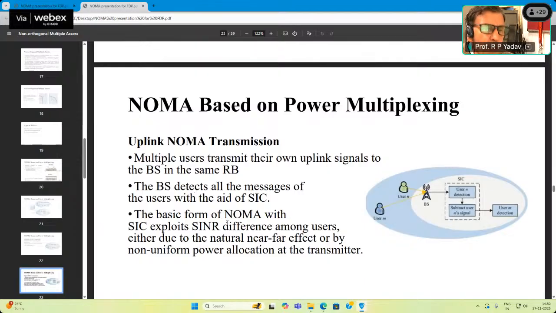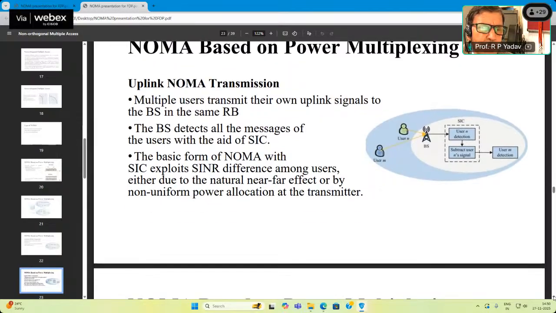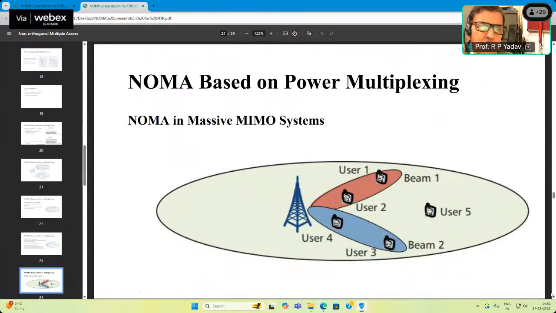The basic form of NOMA with SIC exploits SINR difference among users, either due to the natural near-far effect or by non-uniform power allocation at the transmitter. So the base station is also differentiating different users based upon their power allocation. Now the next topic is NOMA in massive MIMO systems.